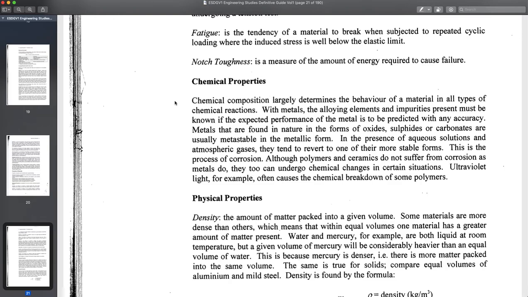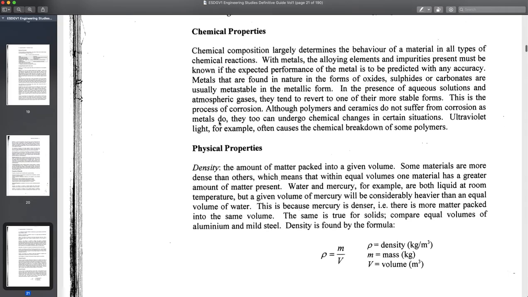Okay, the last one is notch toughness. We've talked about toughness. Notch toughness is a measure of toughness, so it's the ability to absorb energy without failure. The idea is, if I hit something with a hammer, will it shatter? Okay. Chemical properties.